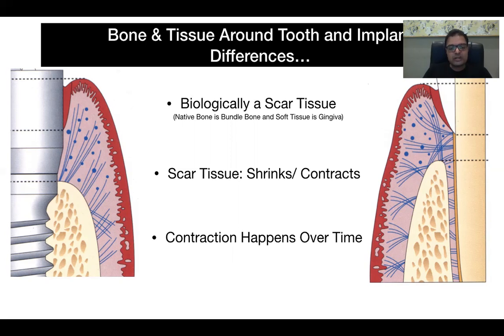Now, because it is scar tissue, it also has a much lesser amount of vascularity as compared to the gingiva. There is no periodontal ligament blood supply around the peri-implant tissue. And by the very nature of scar tissue, the scar tissue shrinks. Over a period of time, we all know that as the tissue shrinks, obviously the contour and everything changes.